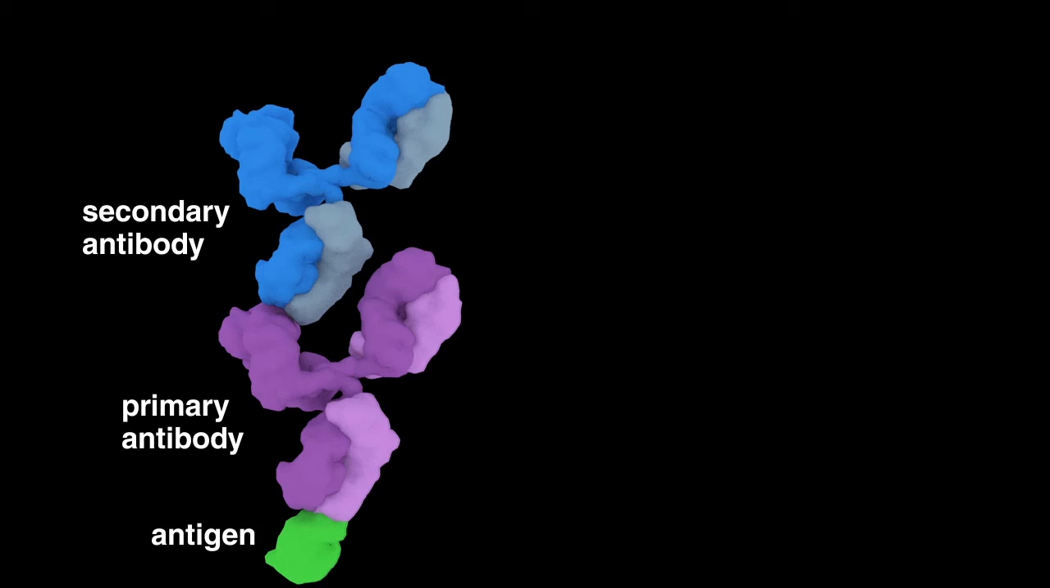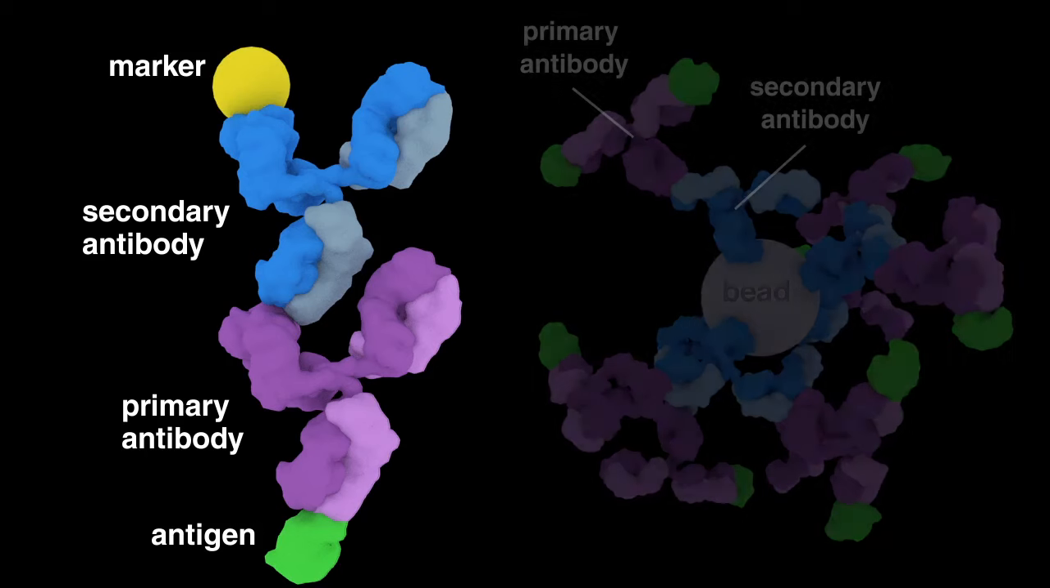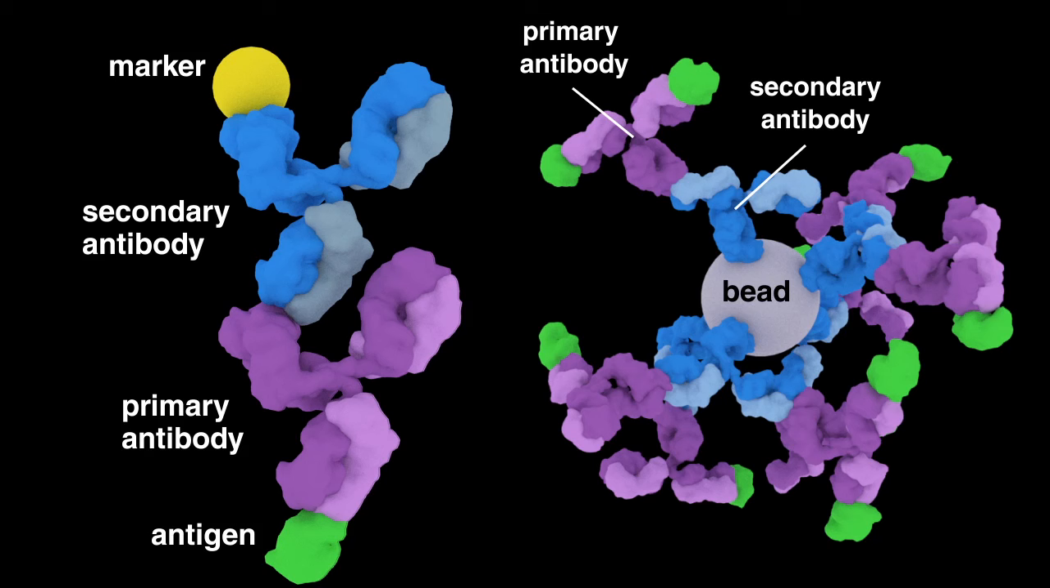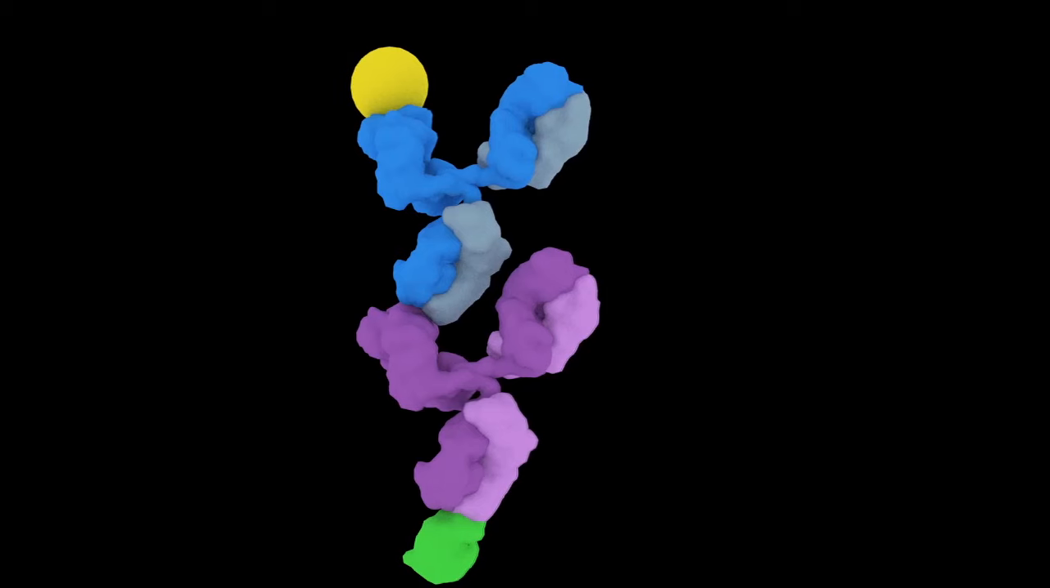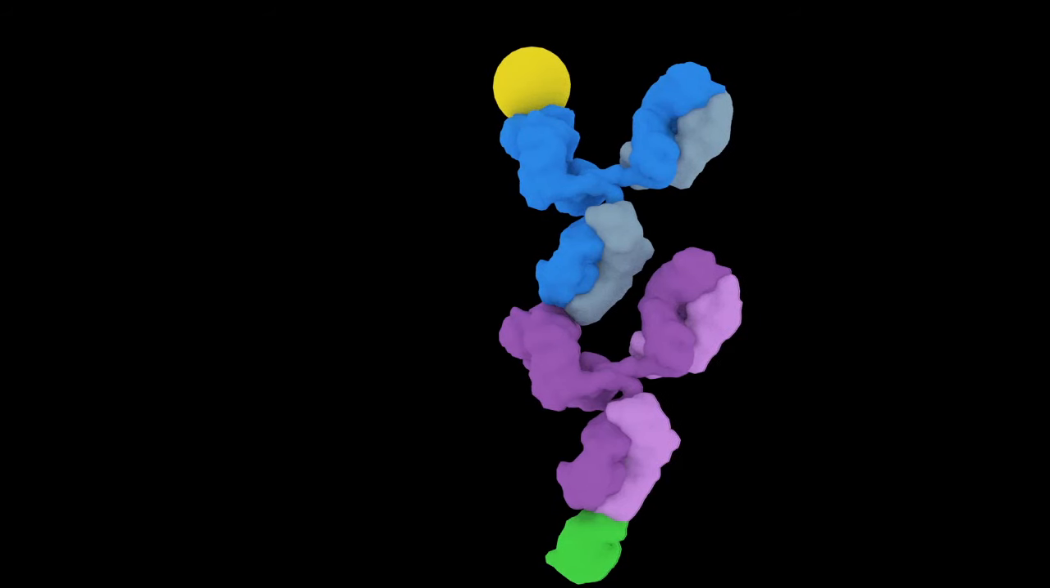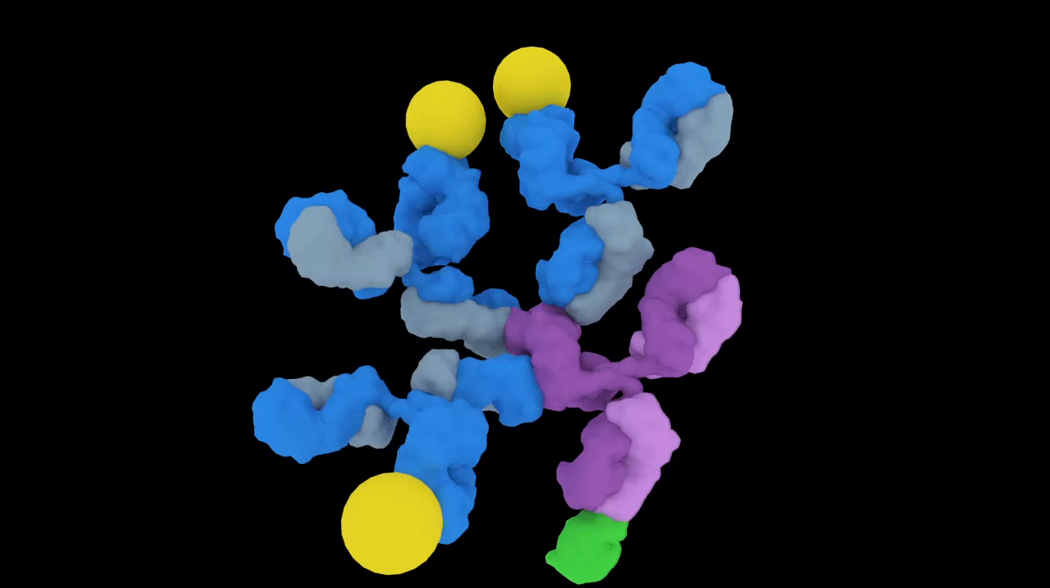Depending on the application, secondary antibodies might be conjugated to a marker or a bead, which allows for easy detection or isolation of the protein of interest. The use of a secondary antibody leads to amplification in signal, since multiple secondary antibodies can bind to a primary antibody.